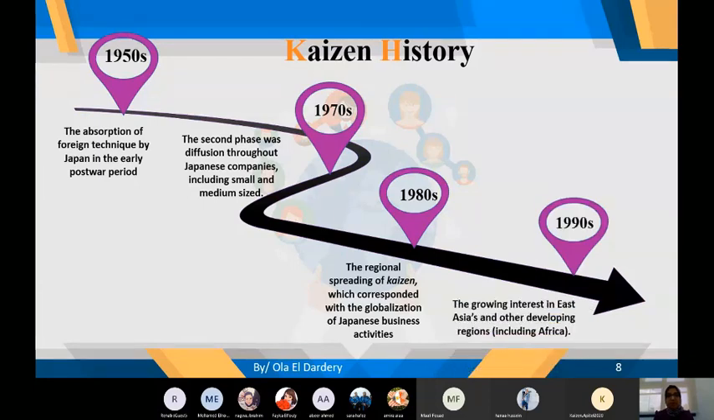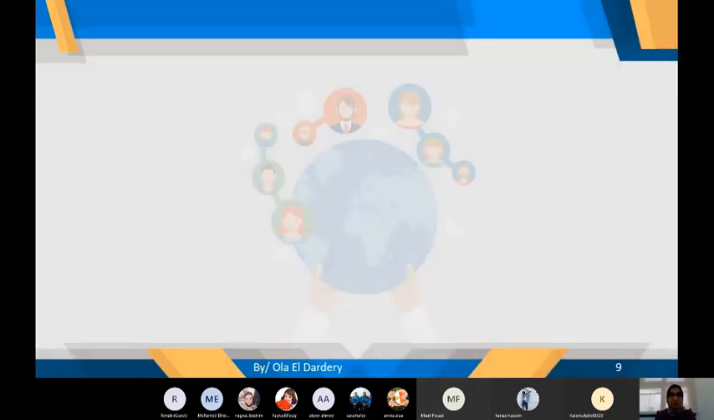In the 1990s, the growing interest in Kaizen started to spread across not just East Asia, but also in other developing countries like in Africa and South America. It started to take a global perspective of Kaizen implementation. Nowadays, it's very famous across all countries, even the Western countries.